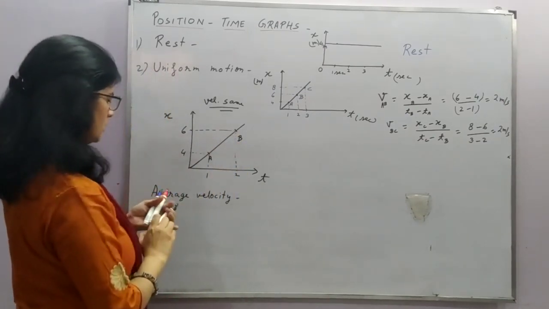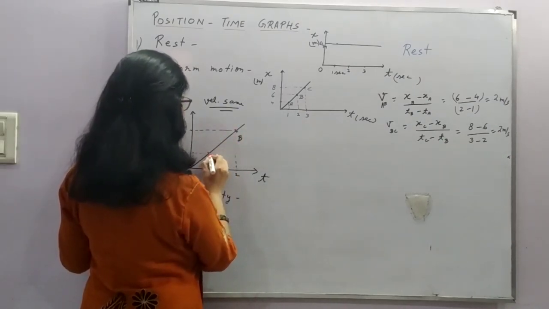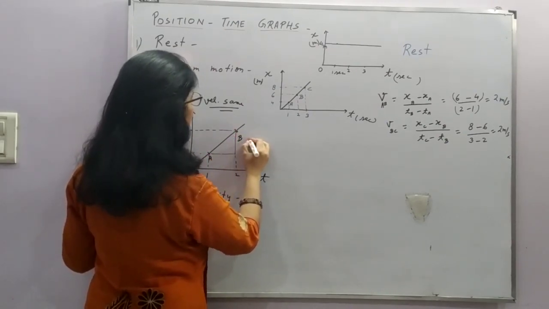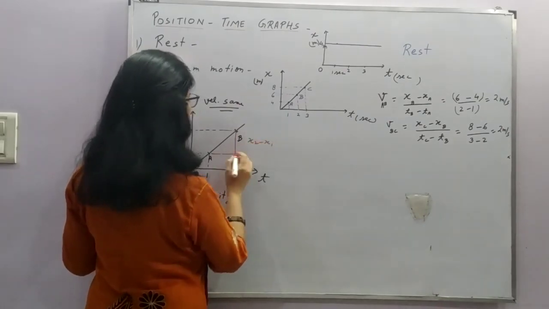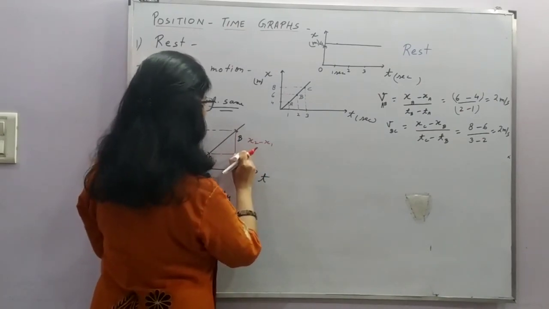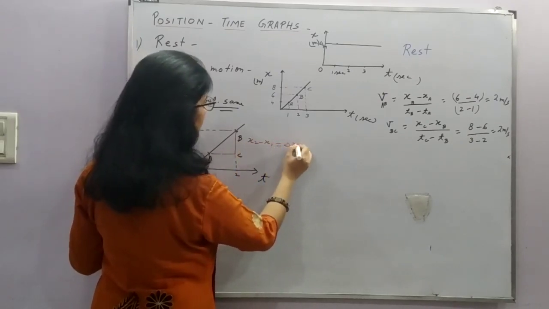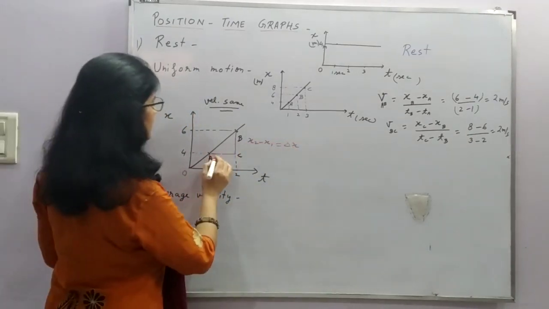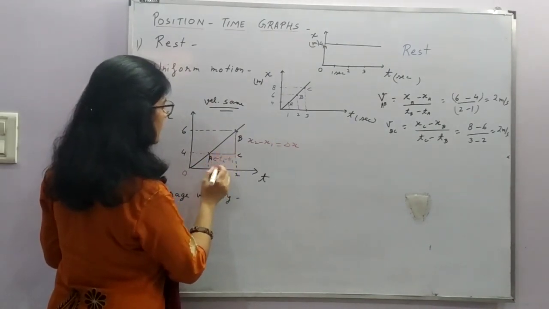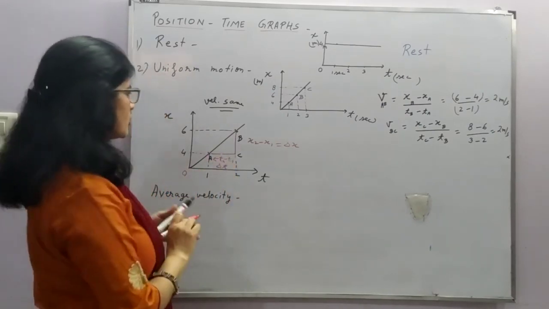What are we doing actually? What have we written? x2 means this point, x1 means this point. So we have actually written x2 minus x1. If I mark this point as C, then BC will be x2 minus x1, which we can write as delta x, and AC is t2 minus t1, which can be written as delta t.